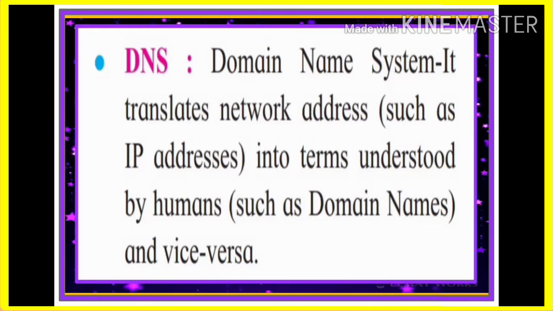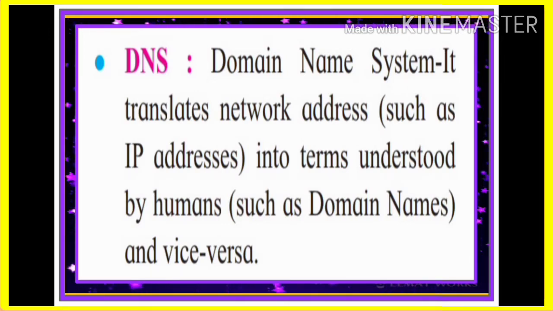Next protocol is DNS, Domain Name System. This protocol translates network addresses such as IP addresses into terms understood by humans such as domain names, and vice versa. Each computer on the World Wide Web or on the internet has a unique address called the IP address, and it is a 32-bit address divided into 4 parts, 8.8.8.8. To remember the IP address is very difficult, so domain names are used.